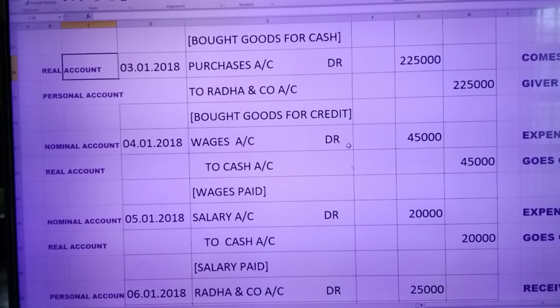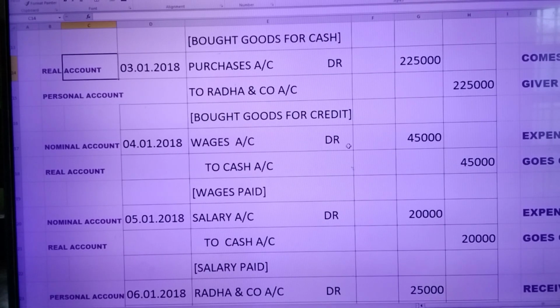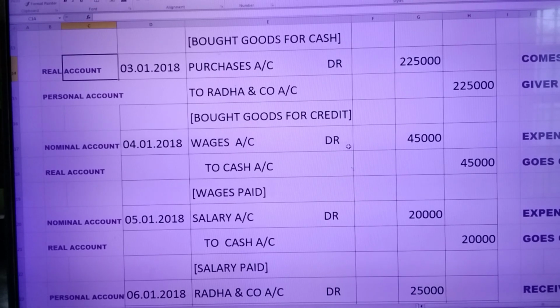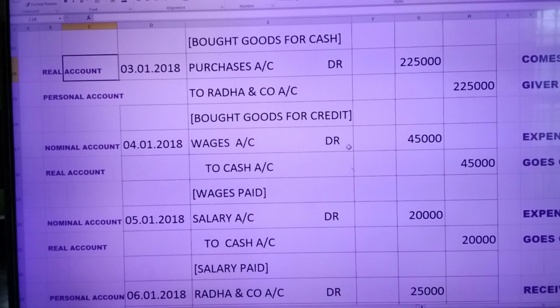That is the fifth transaction, January 5, 2018. This person, Ramesh and Co, is paying salary. Salary for which persons? For their staff. So salary is what?